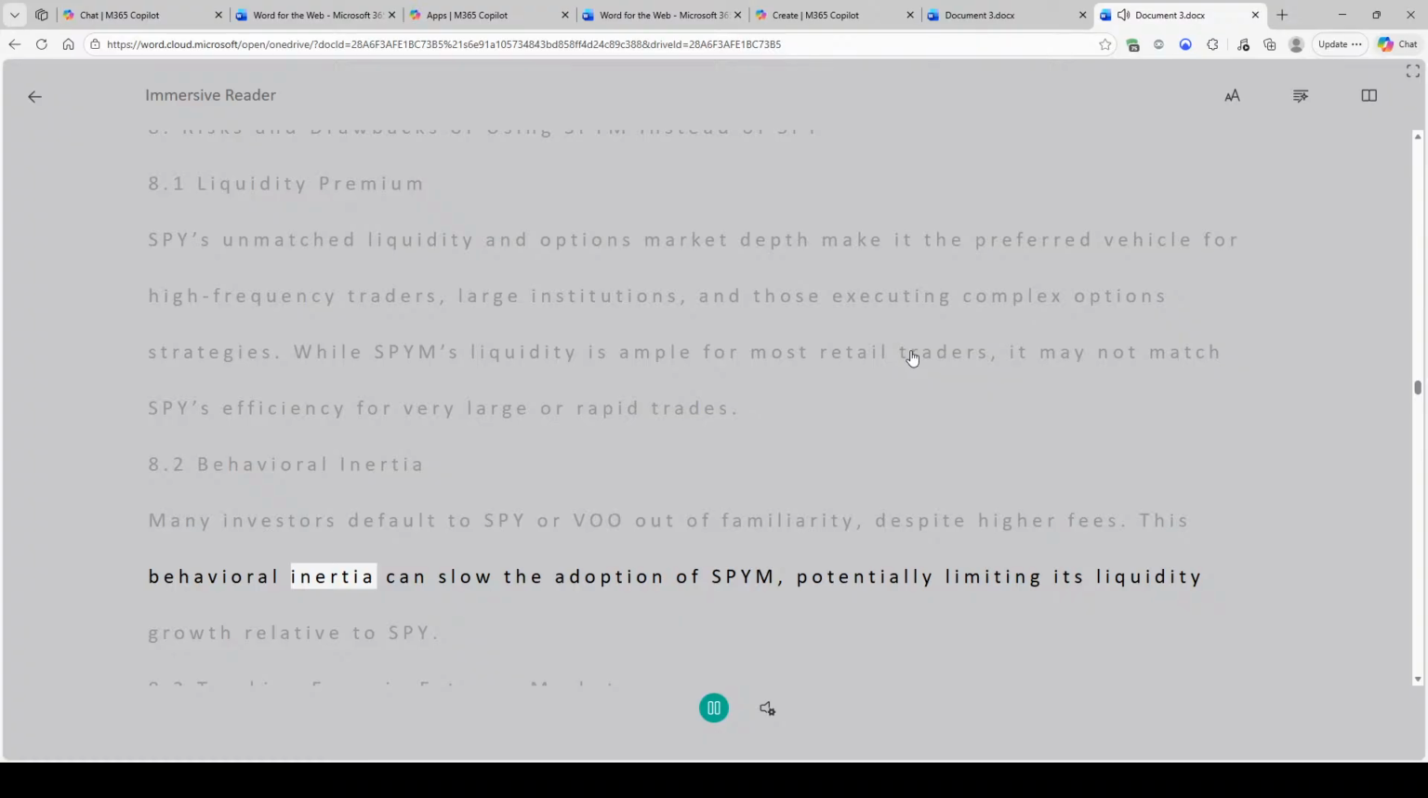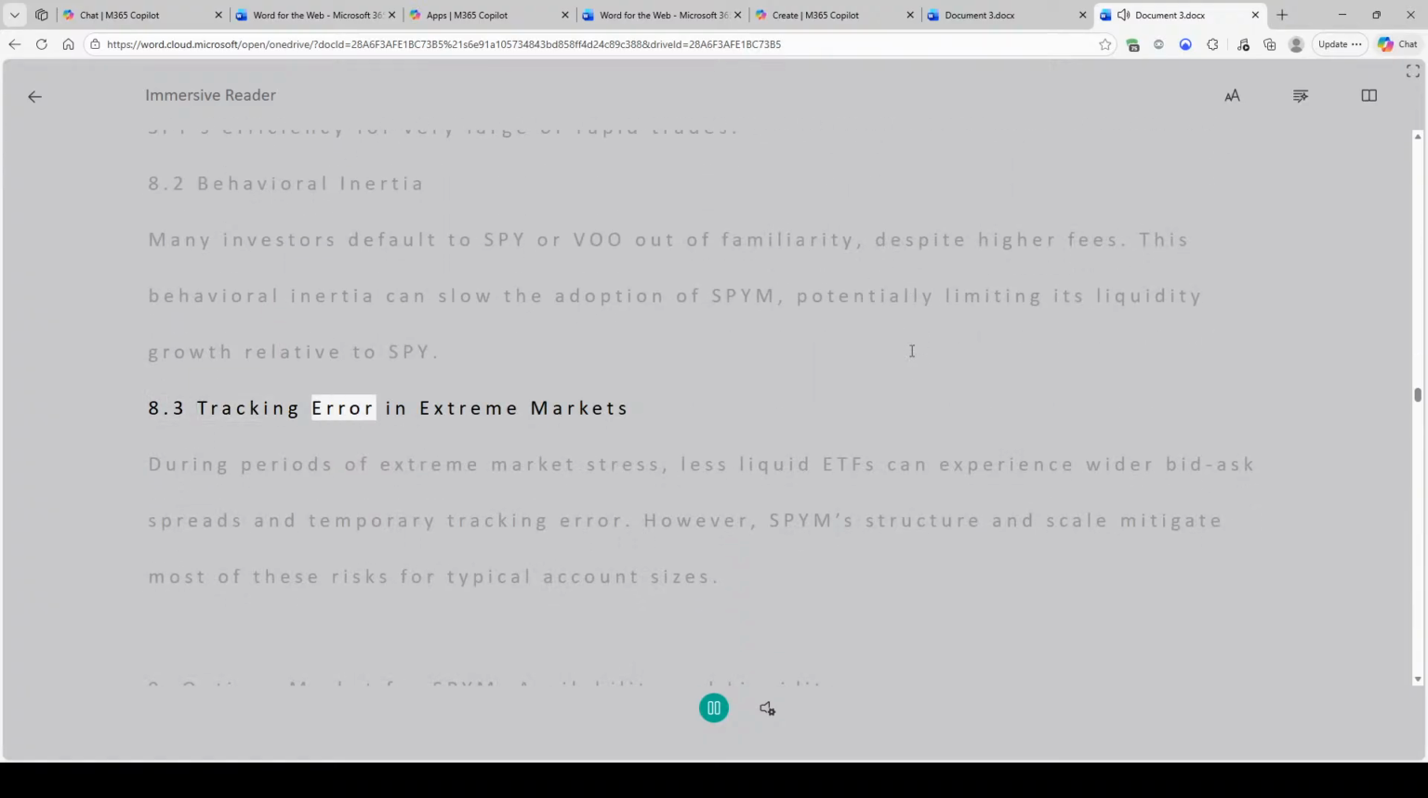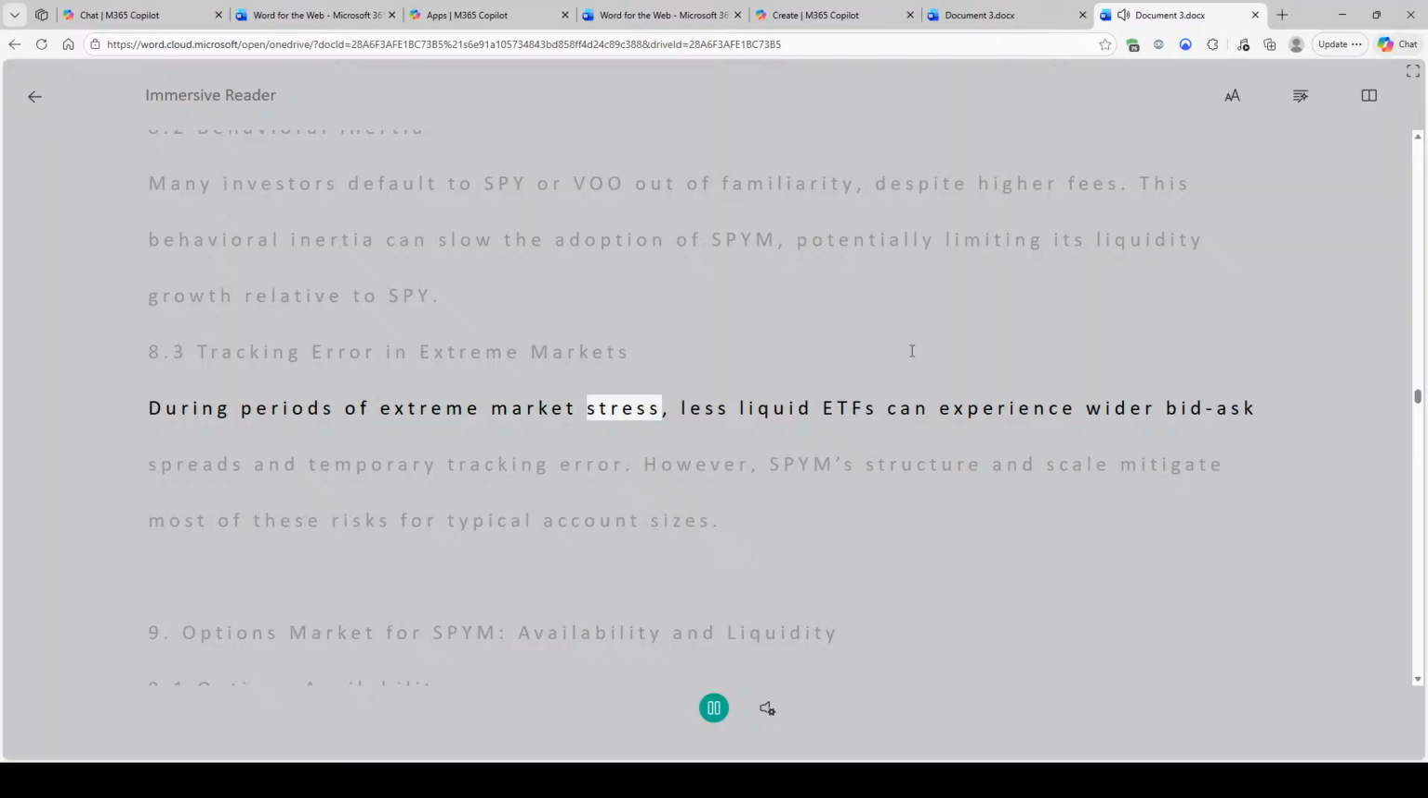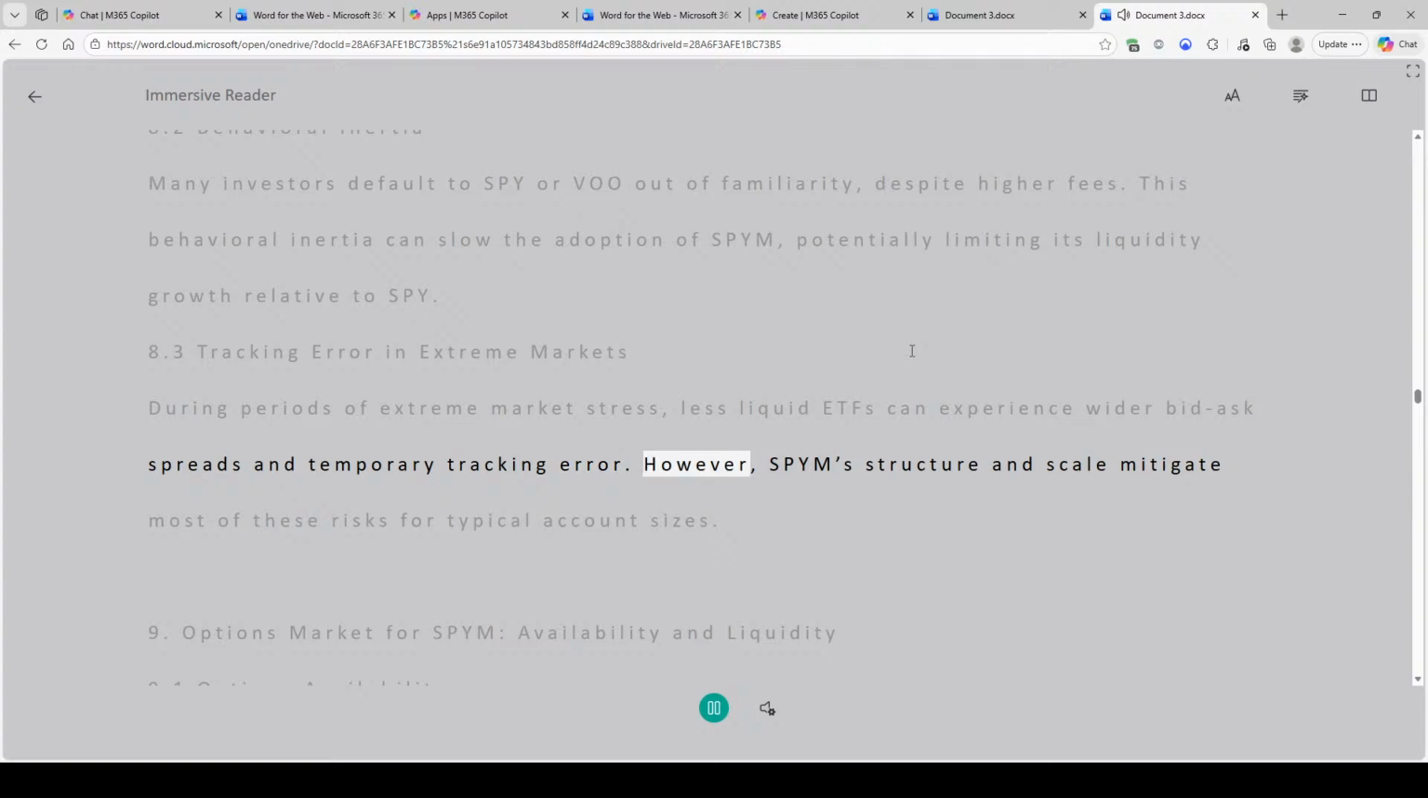This behavioral inertia can slow the adoption of SPYM, potentially limiting its liquidity growth relative to SPY. 8.3 Tracking error in extreme markets. During periods of extreme market stress, less liquid ETFs can experience wider bid-ask spreads and temporary tracking error. However, SPYM's structure and scale mitigate most of these risks for typical account sizes. 9. Options market for SPYM, availability and liquidity.